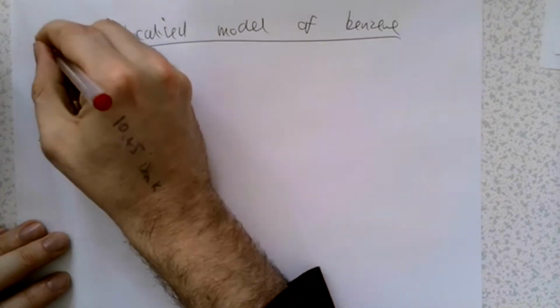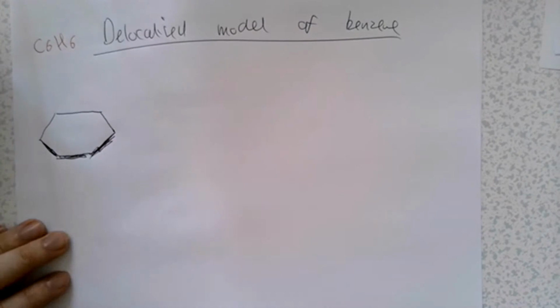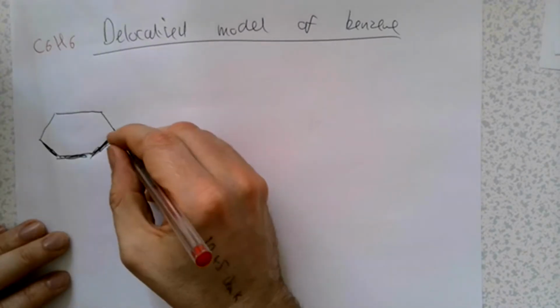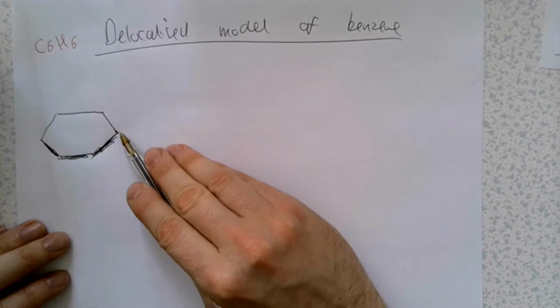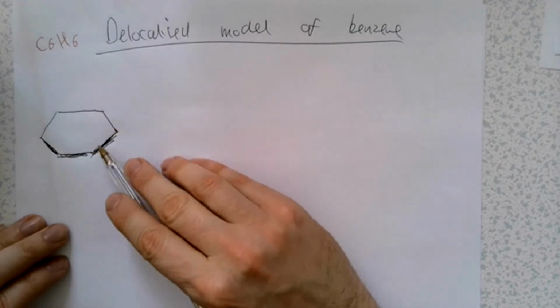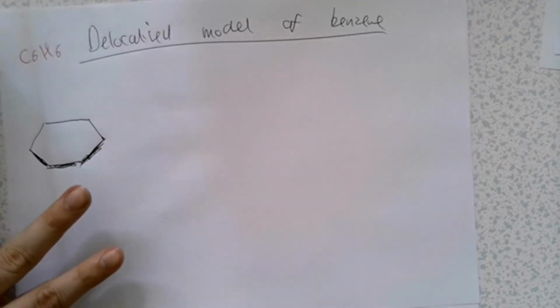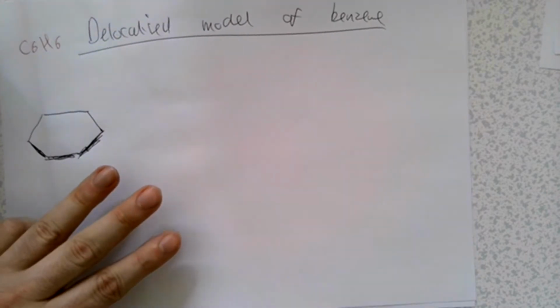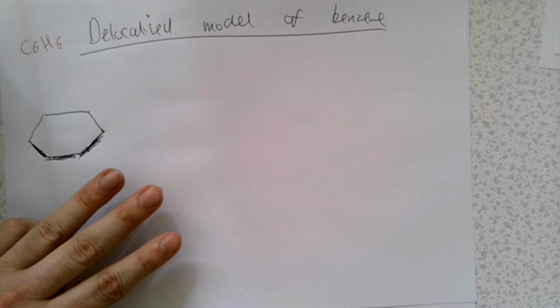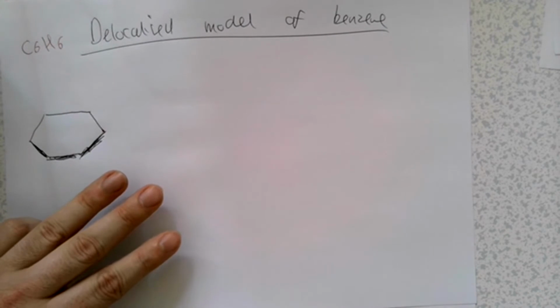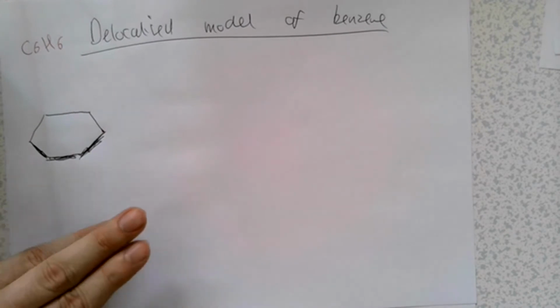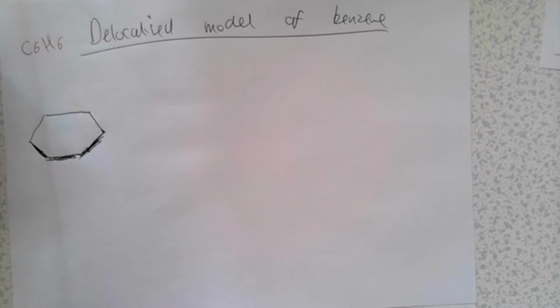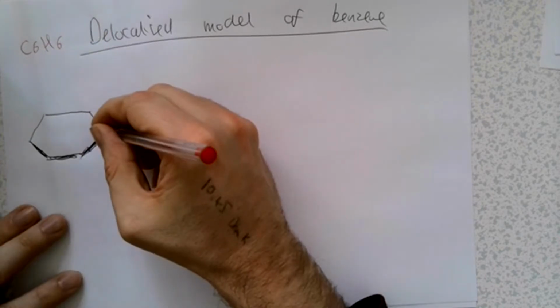So the formula of benzene is C6H6. So each carbon only has 1 hydrogen. So if I look at, for example, this carbon here, it's making 2 bonds to other carbons and 1 bond to a hydrogen. That's 3 bonds. But carbon has 4 electrons in its outer shell. So we have a 4th electron that is not being used to make a bond. And that will be in a p orbital.